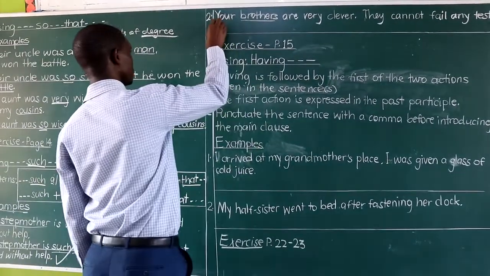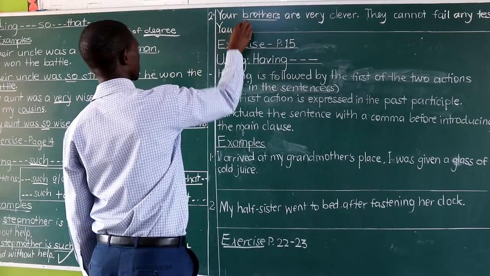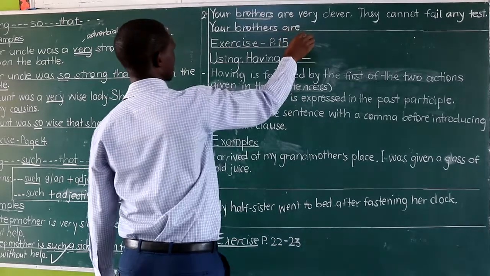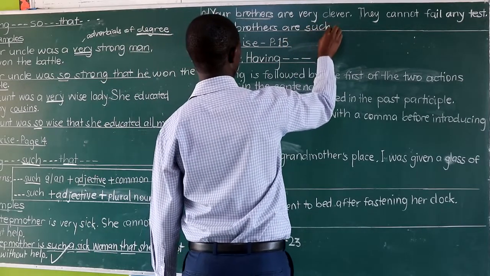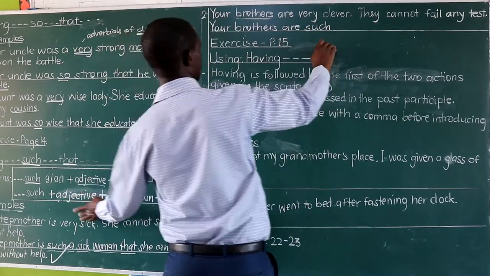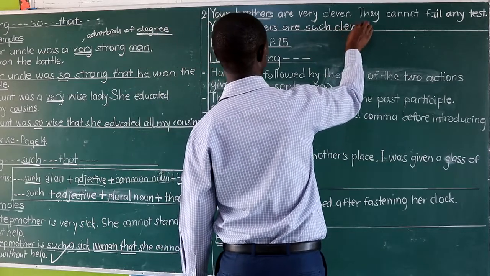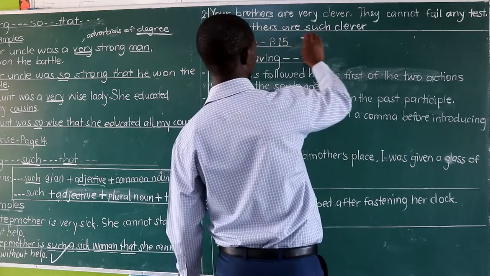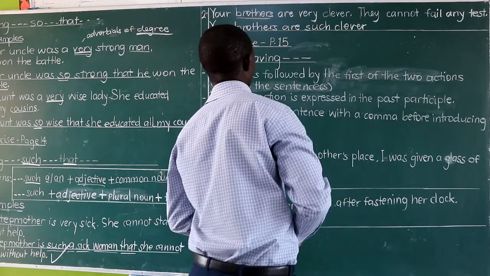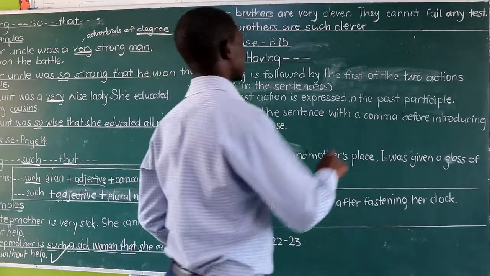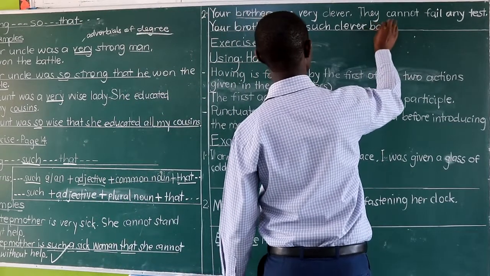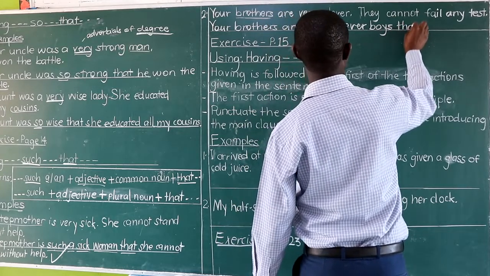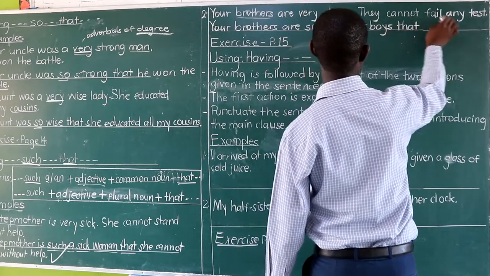So we say, your brothers are such. After such, we go to the adjective, which is clever. After the adjective clever, we get the noun. Should we say your brothers are such clever brothers? Never. Your brothers are such clever what? Clever boys. Yes, your brothers are boys. Then we go to that, and the last part, which is they cannot fail any test.